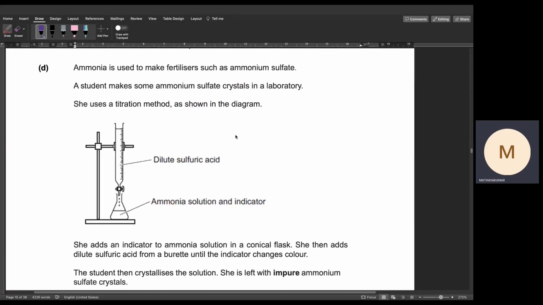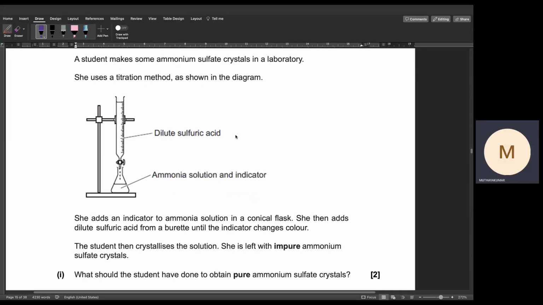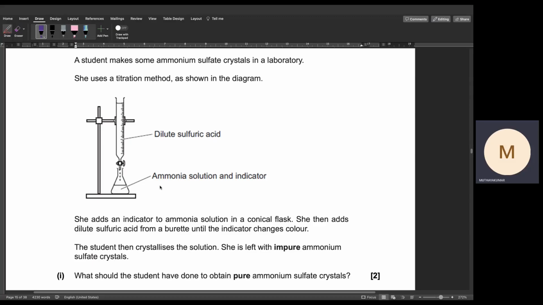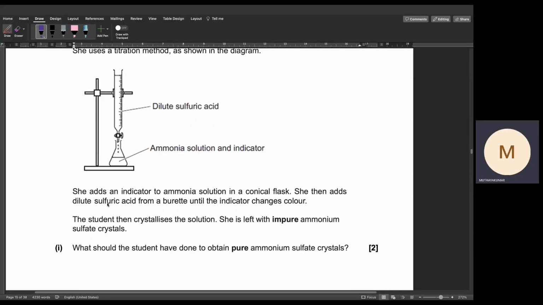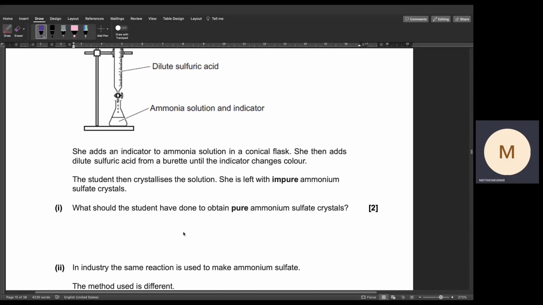Okay, question D. Ammonia is used to make fertilizers such as ammonium sulfate. A student makes some ammonium sulfate crystals in a lab. She uses a titration method as shown in the diagram. So she has the acid in the burette, ammonia solution and the indicator in the conical flask. She then adds the dilute sulfuric acid from the burette until the indicator changes color. The student then crystallizes the solution. She's left with impure ammonium sulfate crystals. What should the student have done to obtain pure ammonium sulfate crystals?